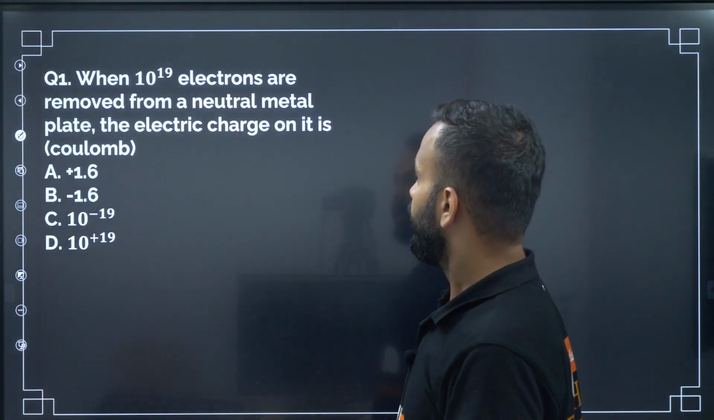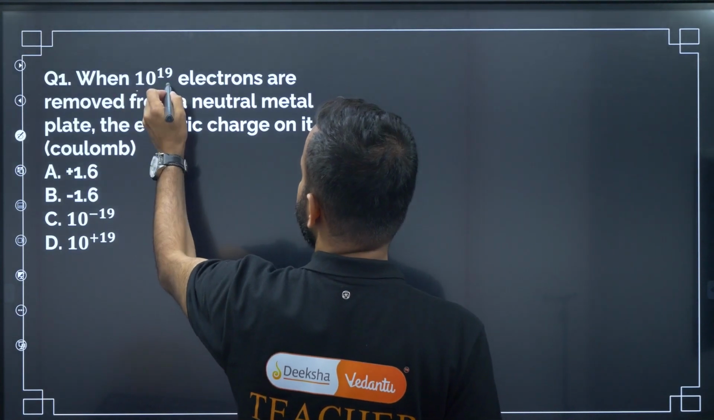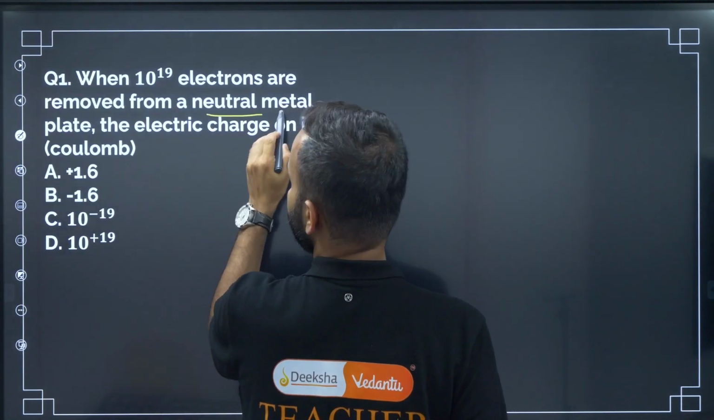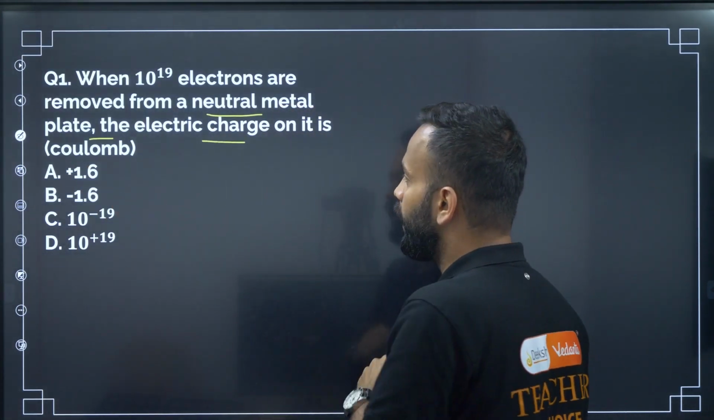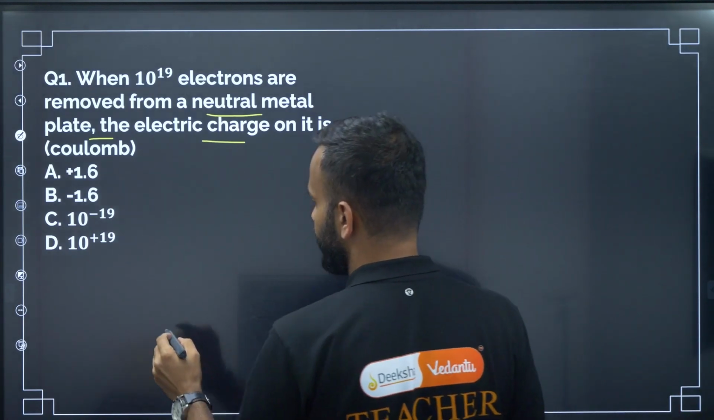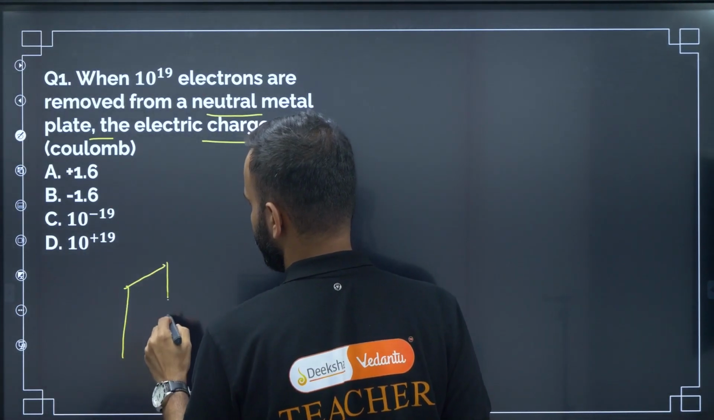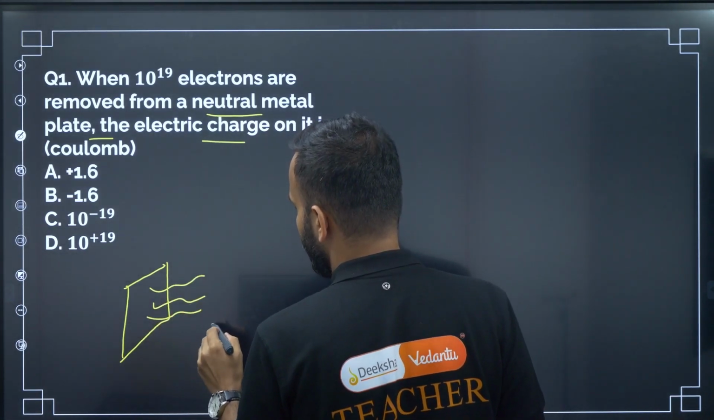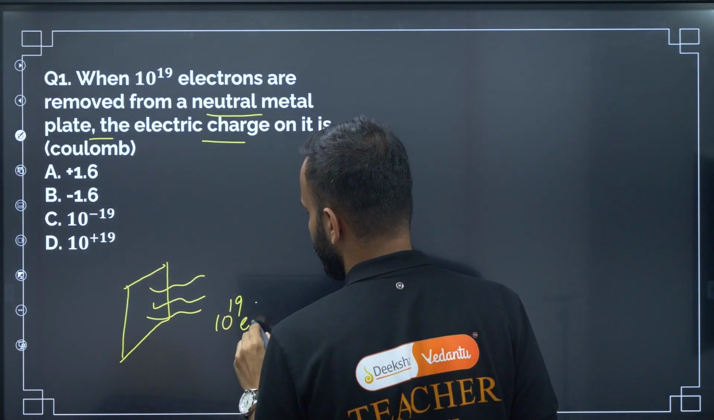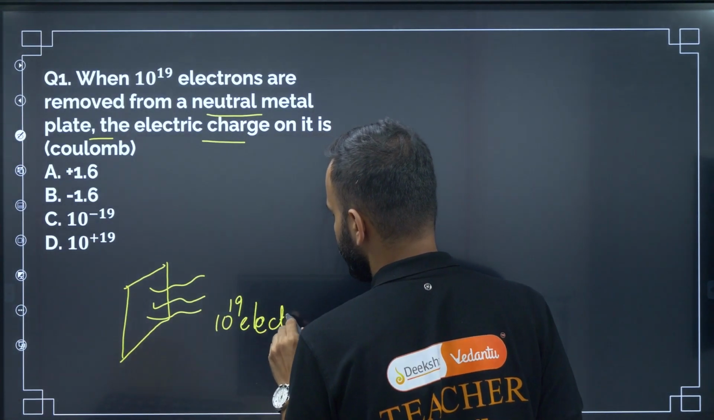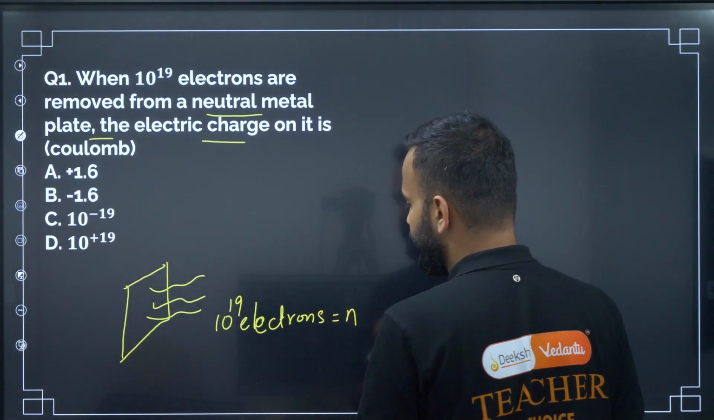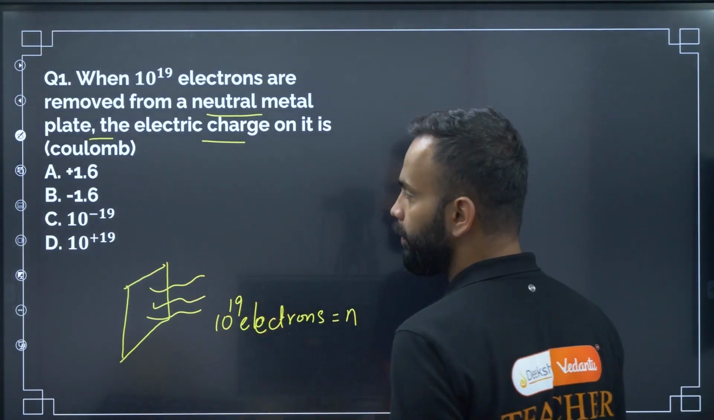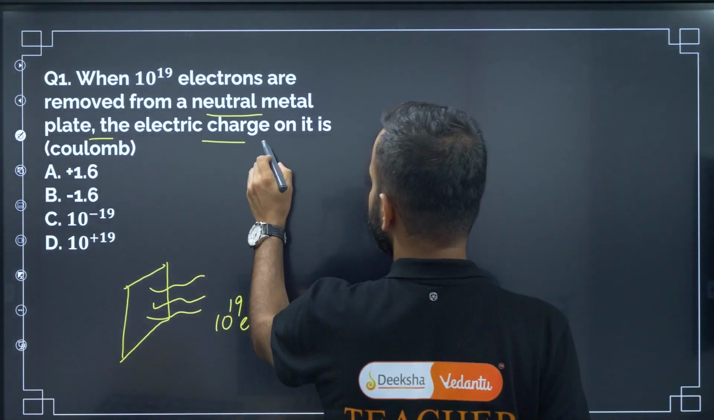Question number 1. When 10 to the power 19 electrons are removed from a neutral metal plate, the electric charge on it is. So this is the metallic plate. They removed 10 to the power 19 electrons, that is n equal to 10 to the power 19 electrons, from the neutral metal plate. We need to find the electric charge on it.